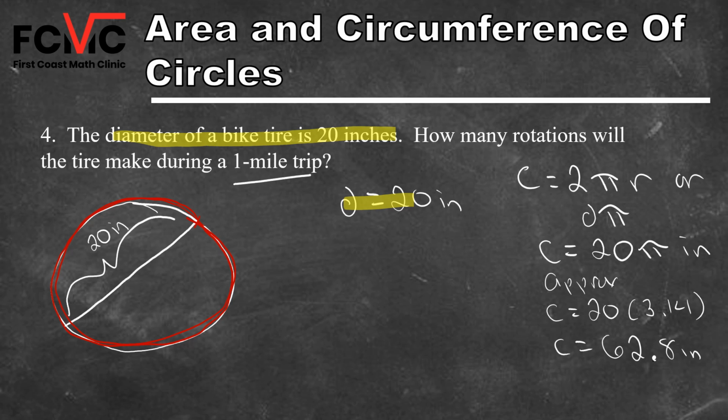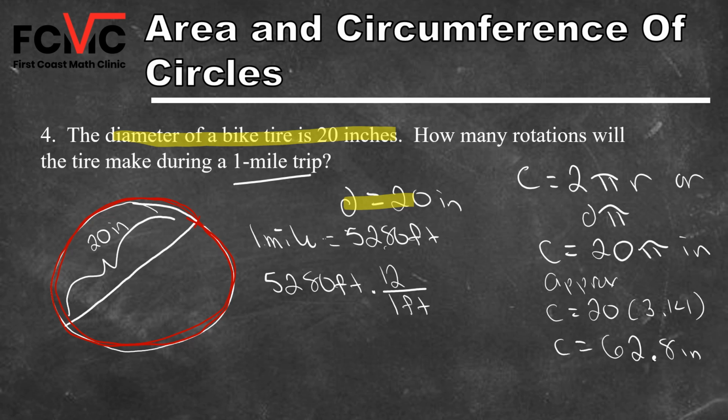Well, we want to know if we go 1 mile, we take a 1 mile trip, how many revolutions are we making? Well, to do that, we need to convert miles to inches. So let's do our conversions. So I'm going to do a couple conversions here. We know that 1 mile is equal to 5,280 feet. Right? So we already know that, well, if you have 1 mile, we have 5,280 feet.